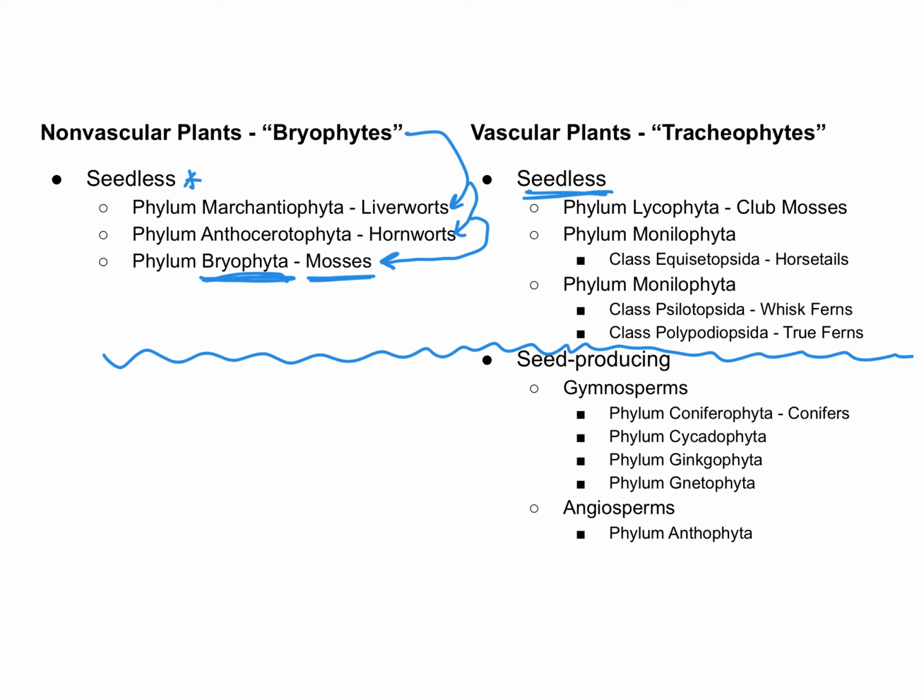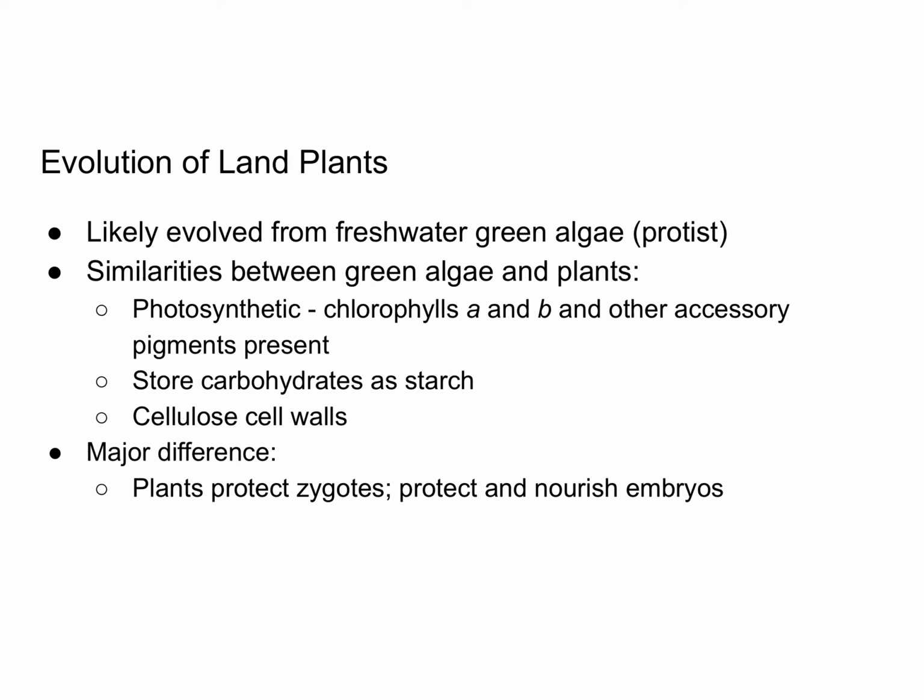So we will talk about these different phyla and classes of seedless plants in more detail in future videos. So the next question is, how did land plants evolve? They likely evolved from a freshwater green algae. Remember that green algae are classified as protists. Now there are a lot of similarities between green algae and plants.